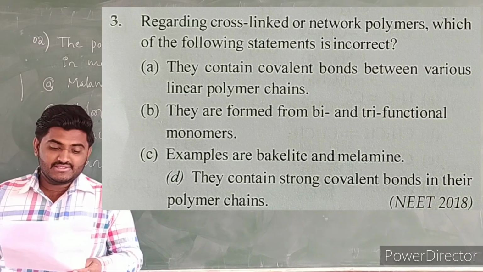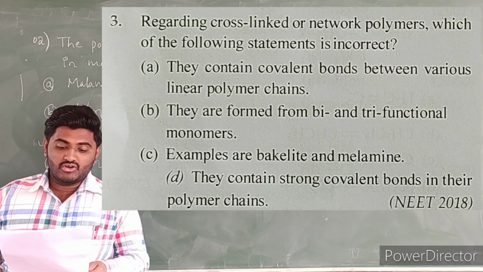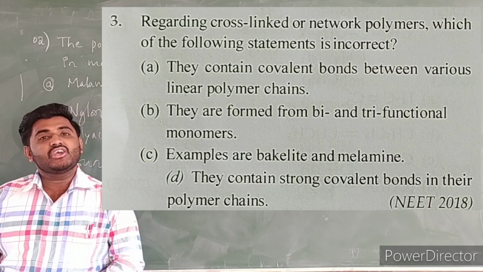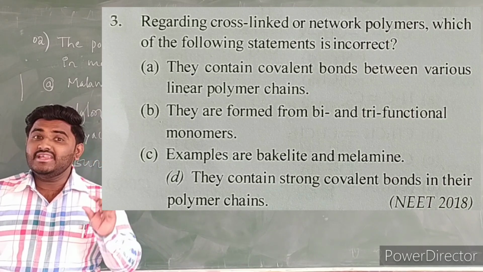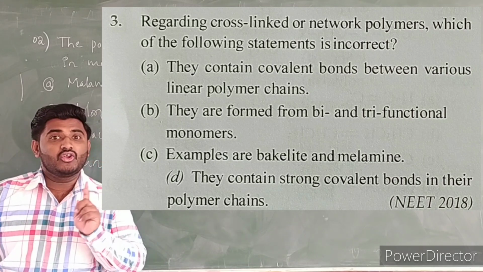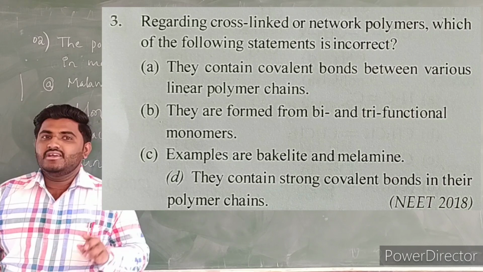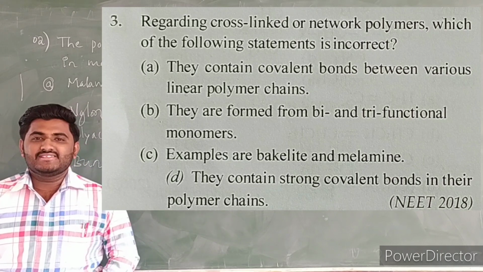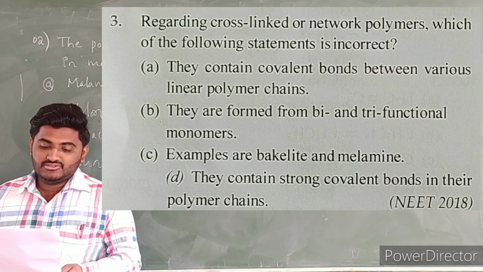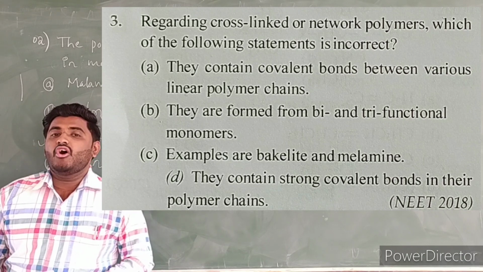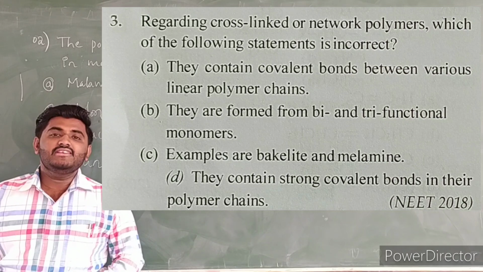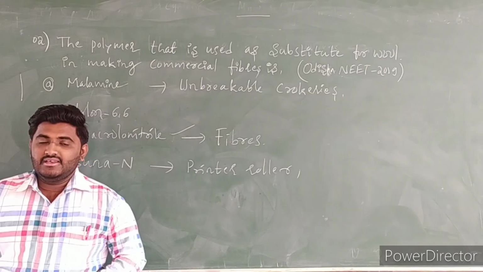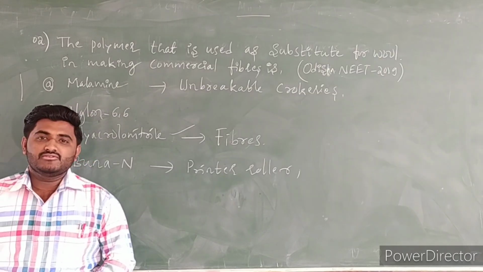Last option, you see, guys: they contain strong covalent bonds in their polymer chains. So they will contain a covalent bond, but between the linear chains of the polymer, not within the polymer chain. Hence, option 4 is a wrong answer. They have asked to choose the incorrect statement, so option D is the correct answer. This was asked in NEET 2018. Note down this question. We will discuss the fourth question.